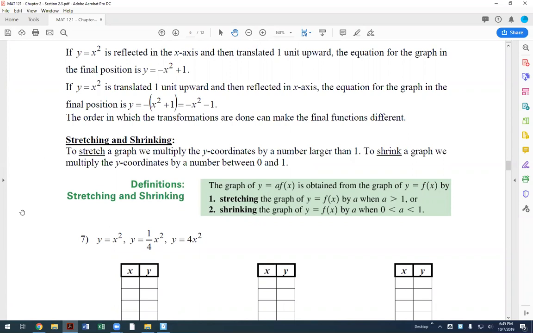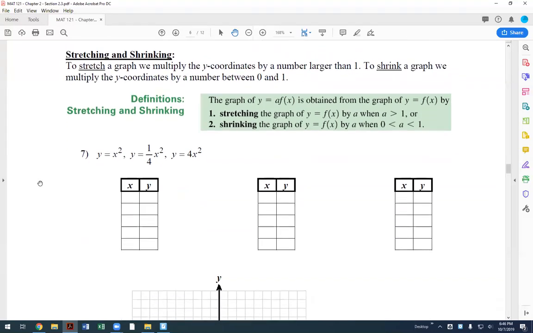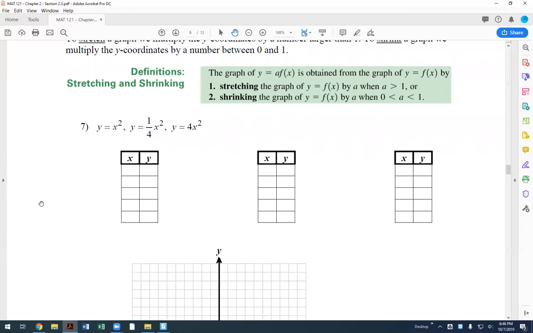Remember, when the a value right in front of your function is greater than 1, that's when our function stretches. If the value of a is between 0 and 1, then our graph is going to shrink. It's actually easier to see how stretching and shrinking works with a parabola as opposed to a straight line, but I'll show you an example with a straight line also. Let's do our tables for these 3 functions, and then see what those graphs look like.